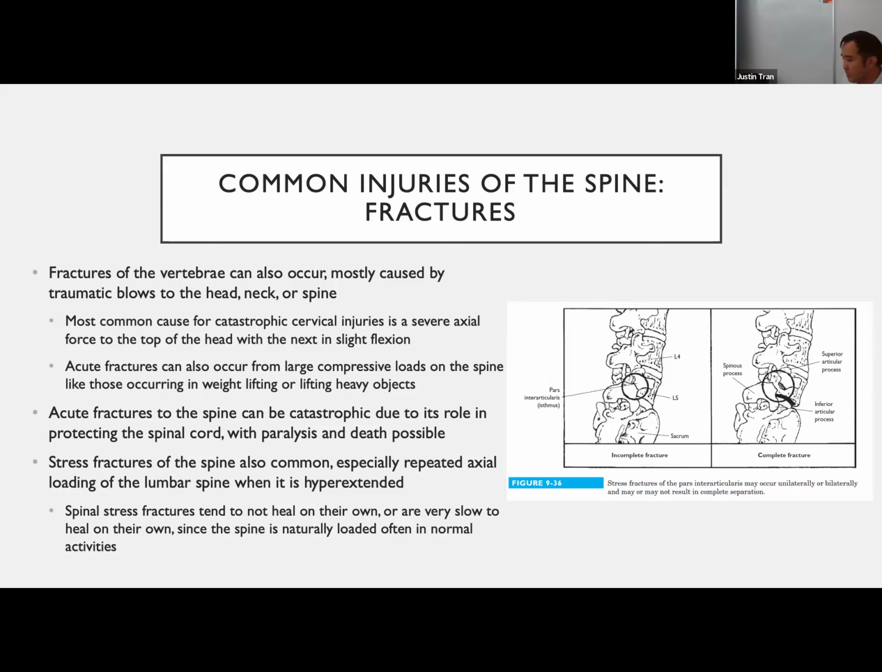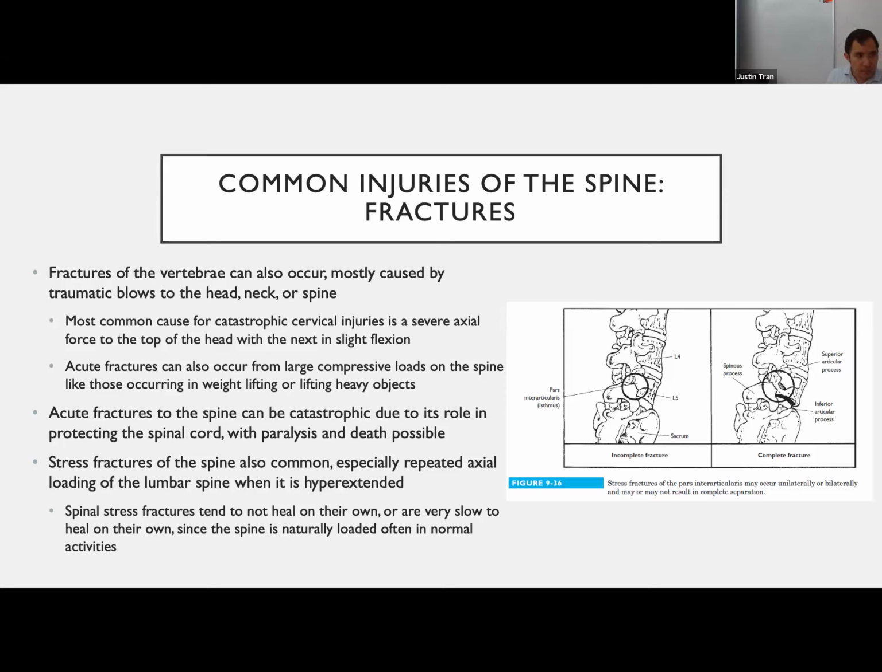Okay, next injury I want to talk about is fractures. Of course, fractures are not as common, just because you typically aren't sustaining acute injuries to your back, but they are bones just like any part of your body, so it is possible to fracture them.